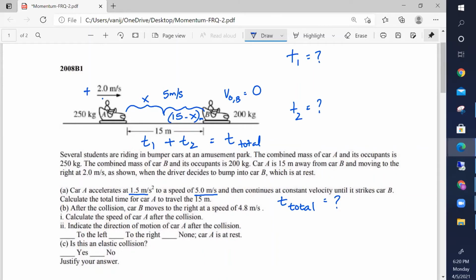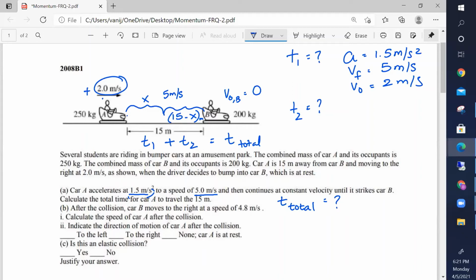So I know for this distance of x, the car is accelerating at a rate of 1.5 meters per second squared. So I know the acceleration, which is 1.5 meters per second squared. I also know that it is reaching a velocity of 5 meters per second. So I do know that the final velocity for this x distance is 5 meters per second. And of course, they gave us V0, and that V0 is equal to 2 meters per second. They gave it to us.